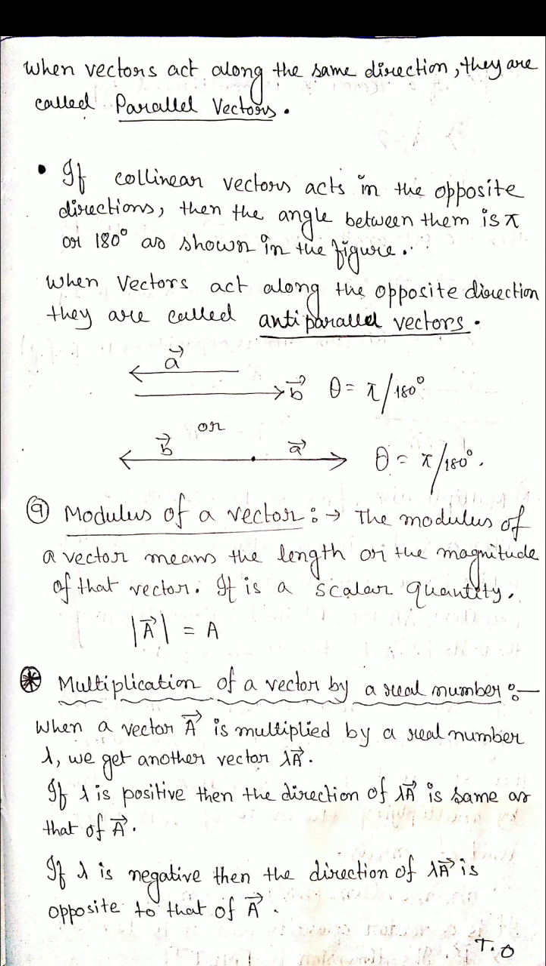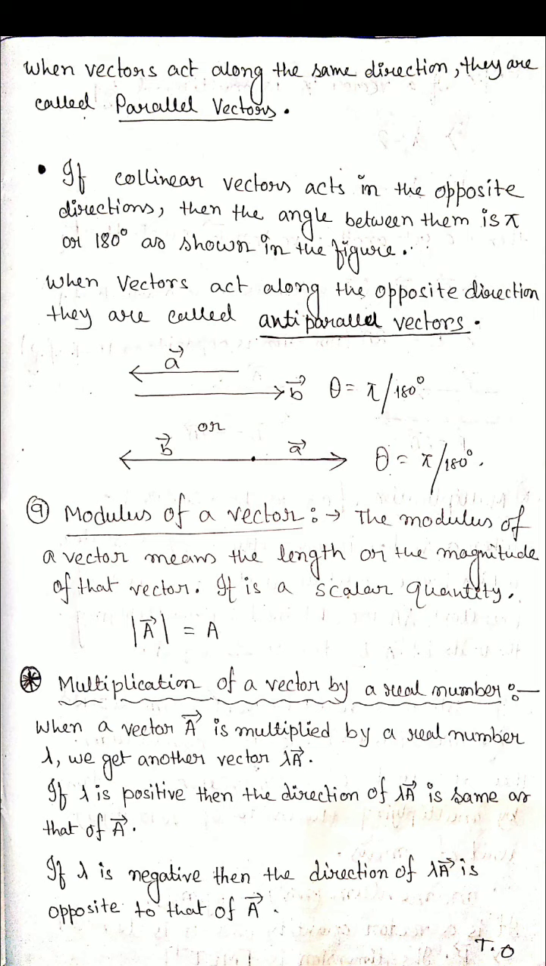The modulus of a vector means we use the magnitude of the vector. The modulus means the length or the magnitude of the vector. It is a scalar quantity because we only get the magnitude. So for any vector, the modulus is written with these two parallel lines, which are the sign of modulus.